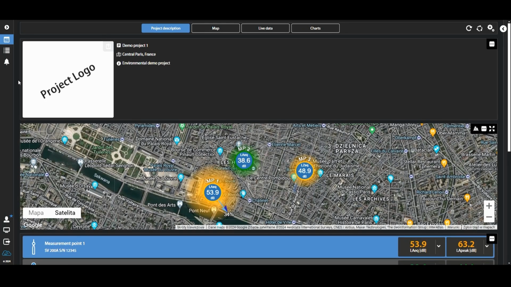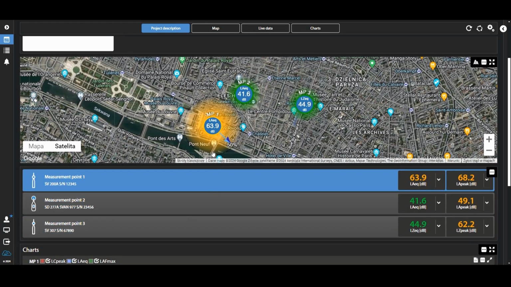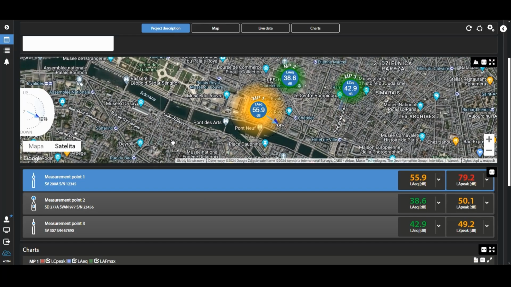With the live data panel available, on the map, you can see noise directivity in real time, both vertically and horizontally.